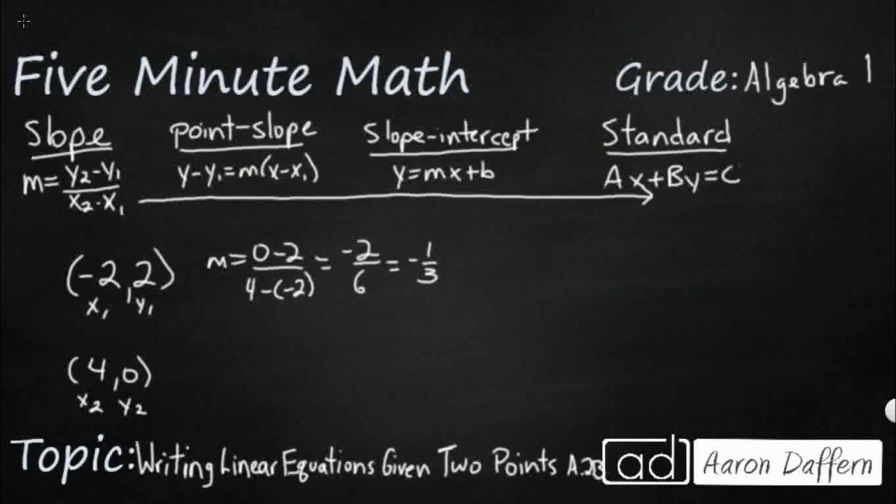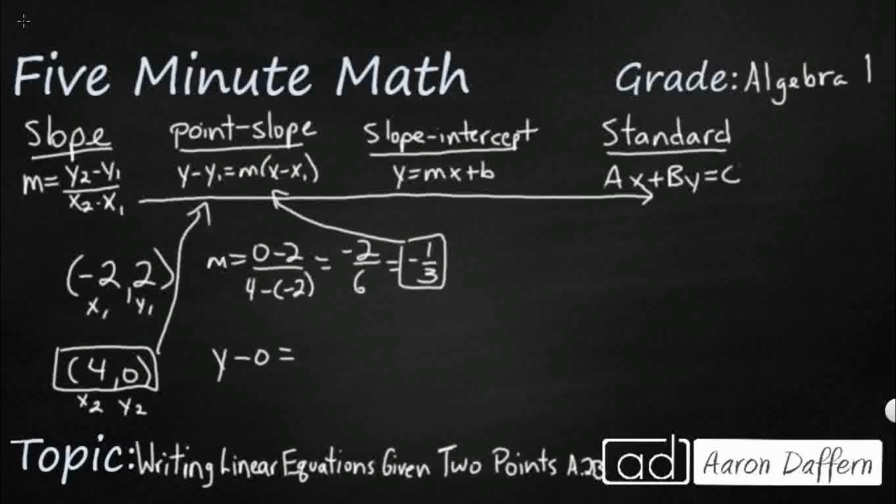All right, now that I've got my m, I could use that in my point slope form. So I'm going to take one of these coordinates. Let's go ahead and use the second set. Whenever you can use a 0, it just makes life a lot simpler. And I'm going to plug this into here. So y minus, and then there's my y, 0, equals my slope, negative 1/3, and then x minus, and then I'm going to use that 4. All right, so we don't need to worry about that.